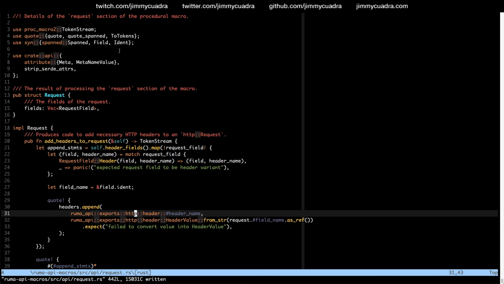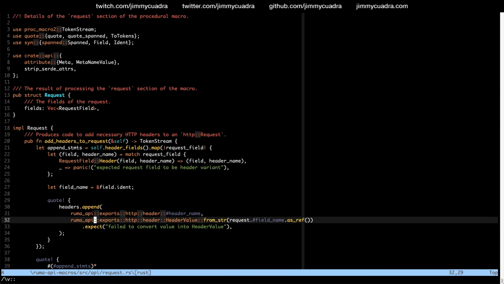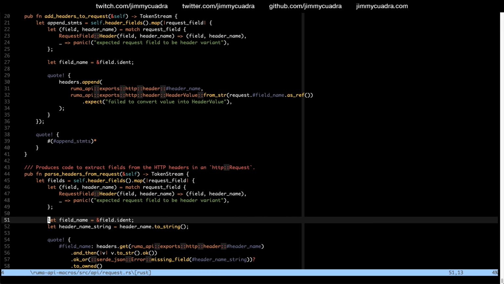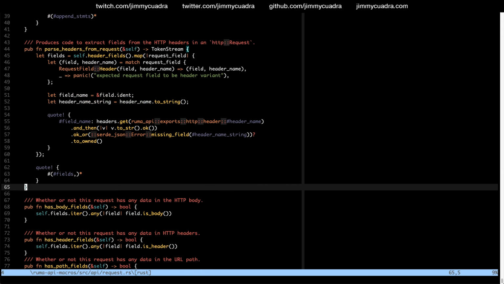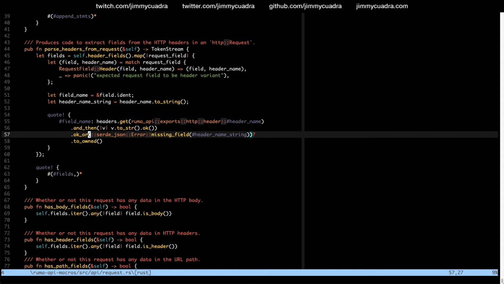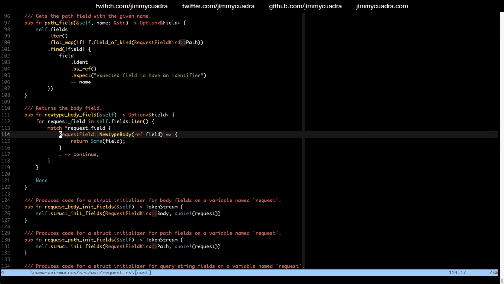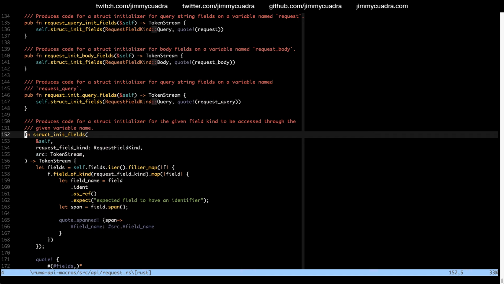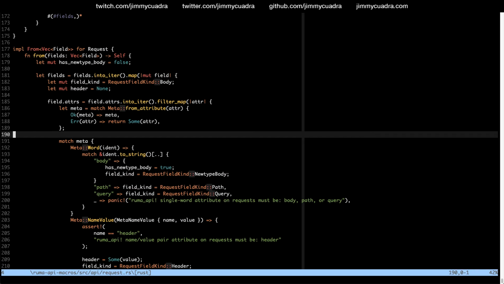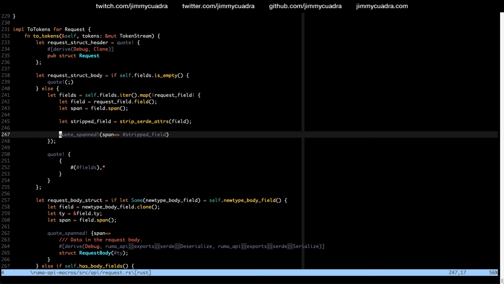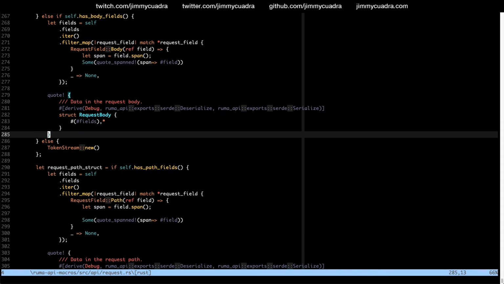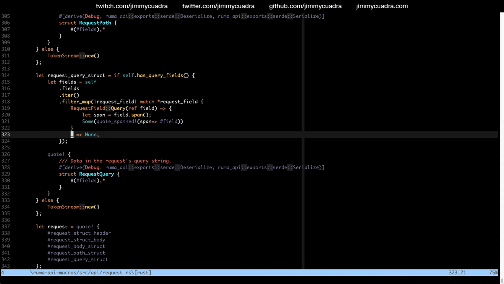Okay, let's get back to trying to fix this stuff. I think I've got... oh, no, we've got one here. Serde JSON needs to be referenced. Oh, that's the only one. Ruma API exports Serde JSON. I think that's it for references to other crates in this module.